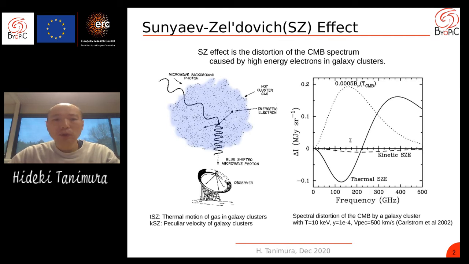First, briefly, what is the SZ effect? The SZ effect is the distortion of the CMB spectrum, which is caused by high-energy electrons in galaxy clusters. There are two types of SZ effect. One is the thermal SZ effect, TSE, which is caused by the thermal motion of gas in galaxy clusters. The other one is the kinetic SZ effect, KSE, which is caused by the peculiar motion of galaxy clusters.